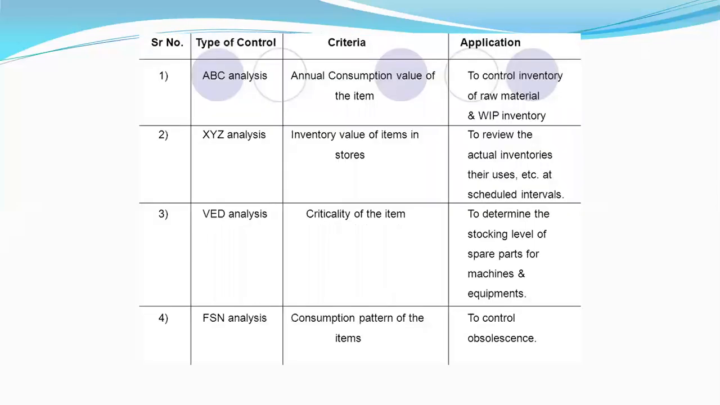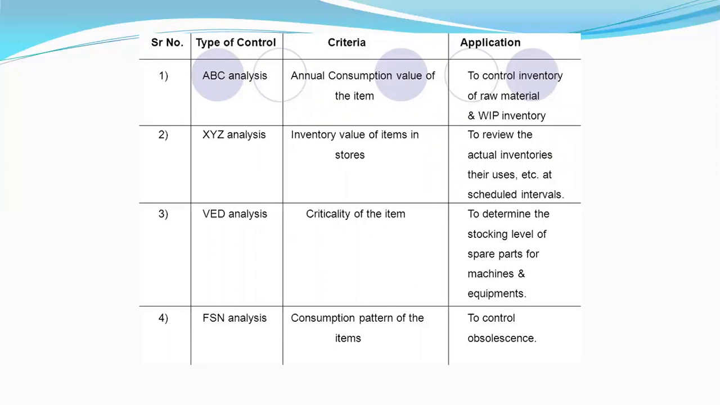So we have categorized the items with another classification known as FSN analysis: fast, slow, and non-moving. This depends upon the type of part, what type of part is kept as fast, slow, and non-moving. We'll be discussing these. These are the basic inventory models that we are discussing today.